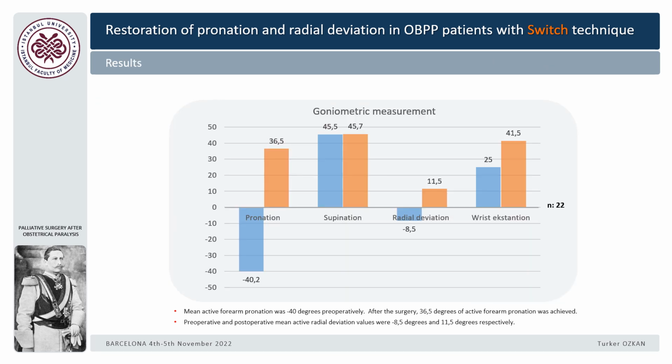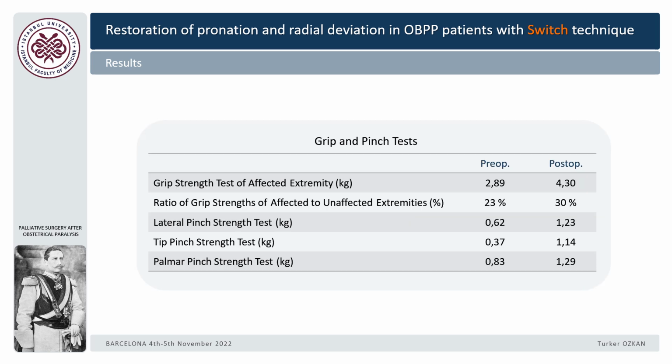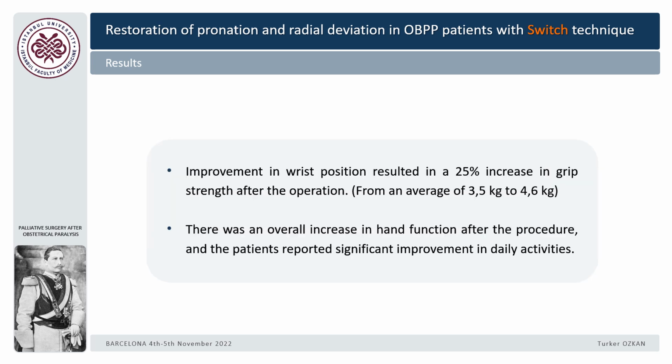An average of 36 degrees of active forearm pronation was achieved. Pre- and postoperative mean active radial deviation values were -8 degrees and 11 degrees respectively. There was a significant increase in grip strength in the operated extremity due to correction of the posture. There was an overall increase in hand function after the procedure.